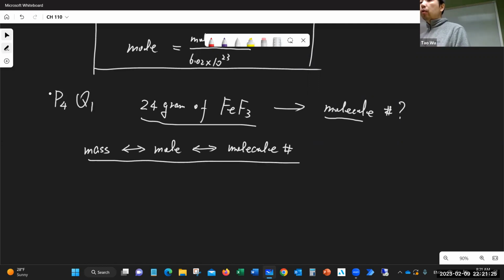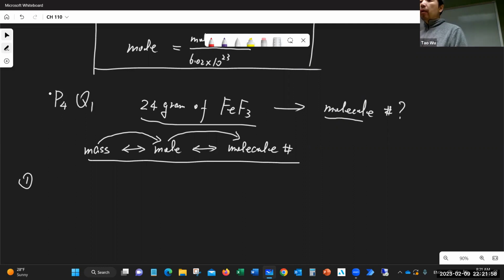So obviously, we know the mass, and we're trying to figure out the molecule number. First, you need to get from the mass to the mole, and then you convert the mole to the molecule number. So there are 2 steps you're going to work on, step by step. First step, you can convert mass to the mole.